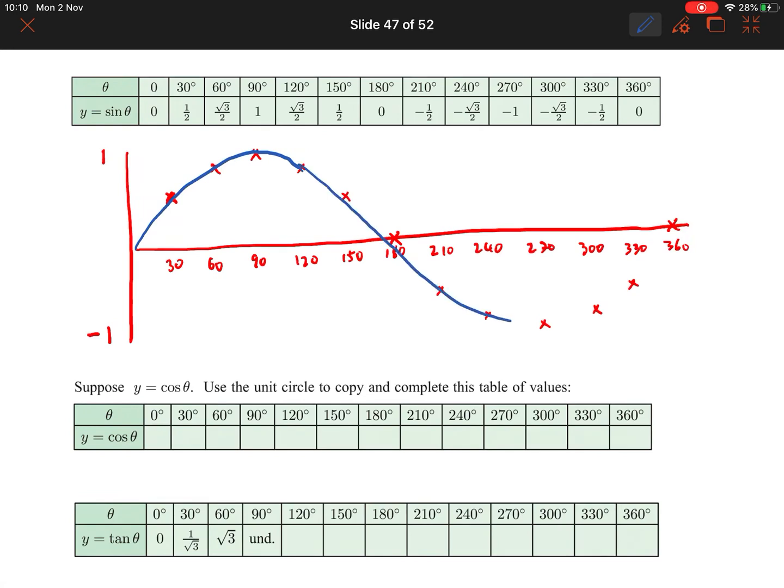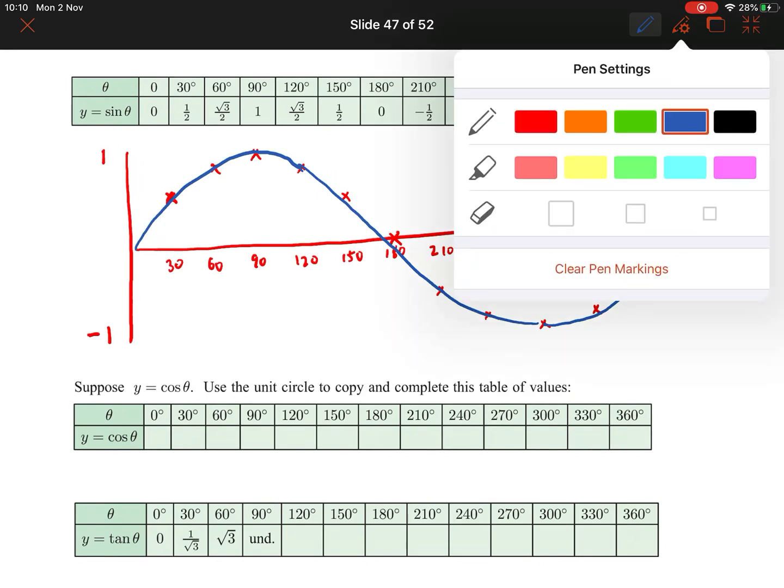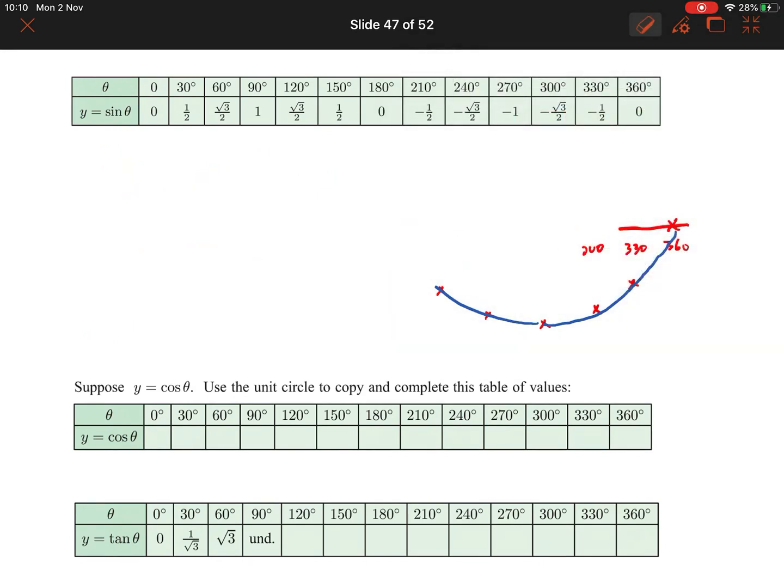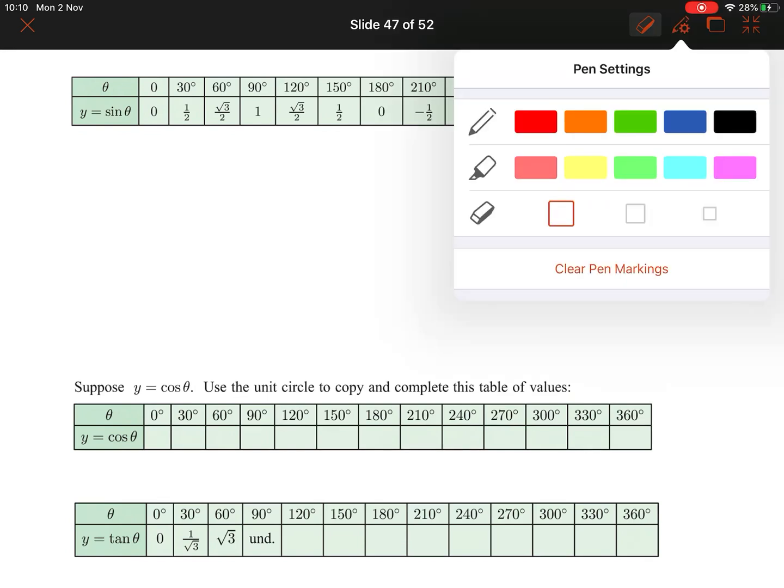We're getting a shape that looks like this. So that's what your sine curve will look like. And I expect you to remember it. I expect you to remember this information.